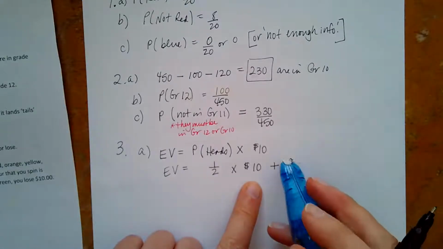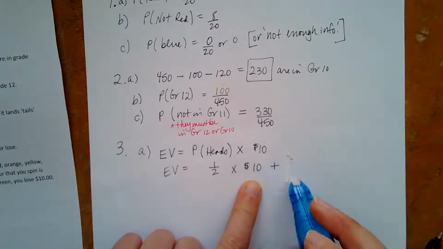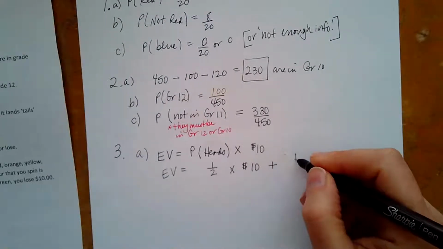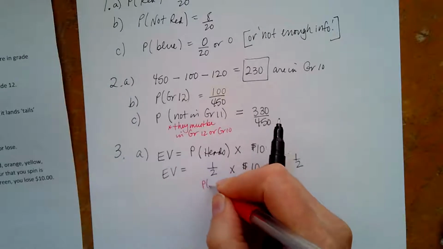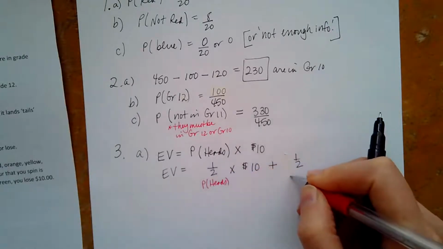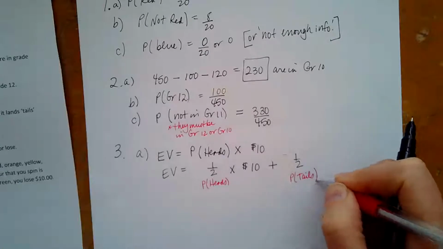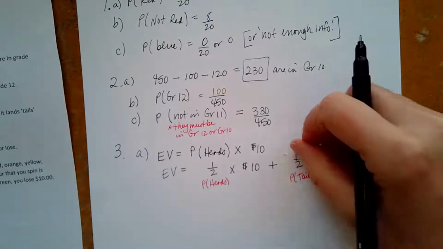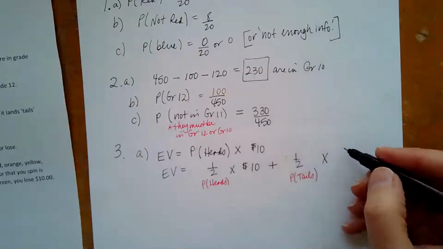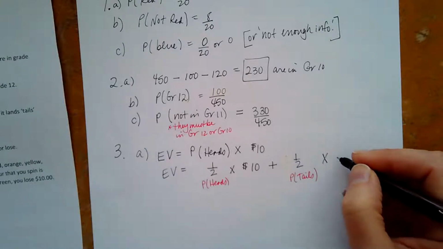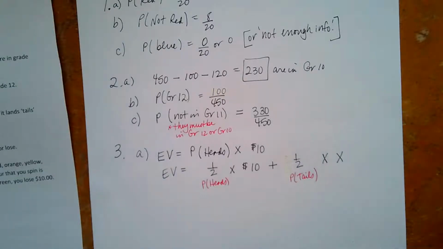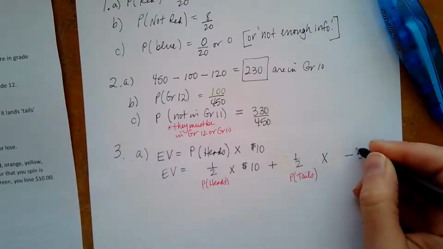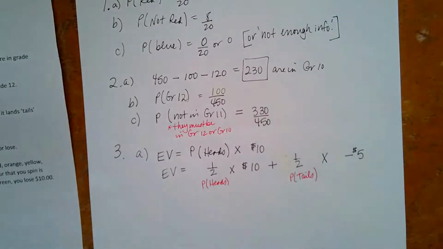So we're going to do this again. This is the probability of heads. This is the probability of tails. Now, because it's either this situation or this situation, if it lands tails, I am going to have to pay $5. So that's going to be a negative $5, right? So that would be the cost of my game.